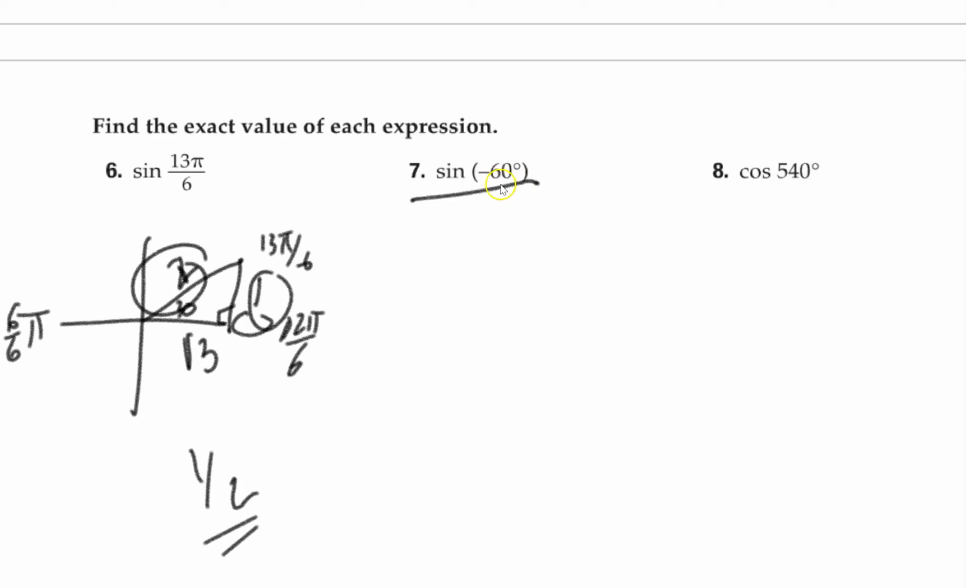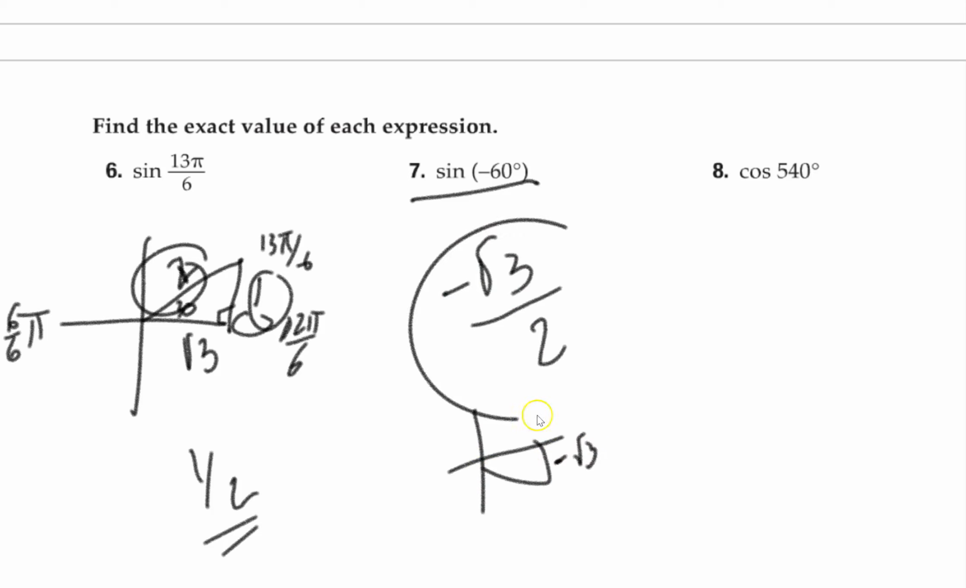Like this one, sine of negative 60. So in your head, you kind of go, wait, it's 60. What's opposite 60? √3. Hypotenuse is 2. And then since it's negative, that means you're going down. So negative √3 over 2. You kind of draw in your head. Or look at the table in your head.